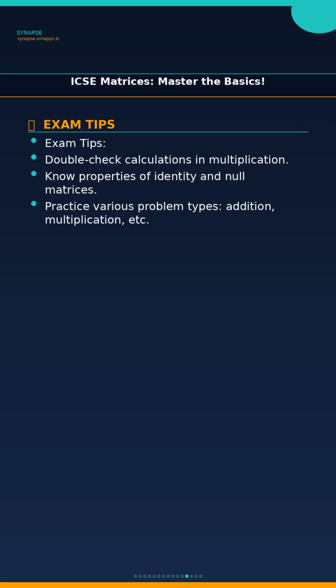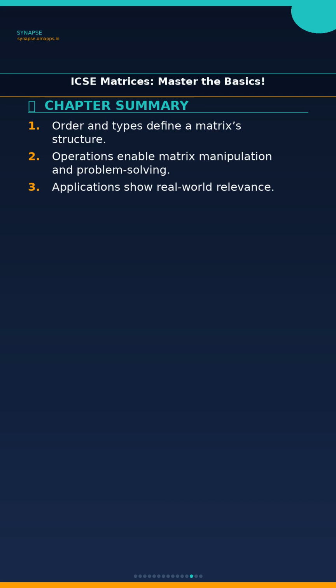Here are 3 quick exam tips to keep in mind. First, double-check all your calculations, especially in matrix multiplication. Second, make sure you understand the properties of special matrices like the identity matrix. Third, practice. So, let's quickly recap what we've learned.